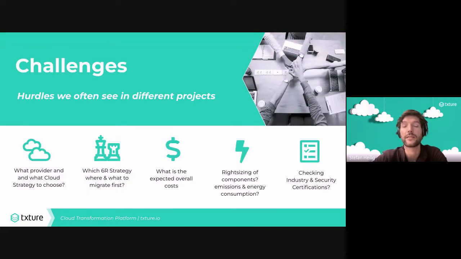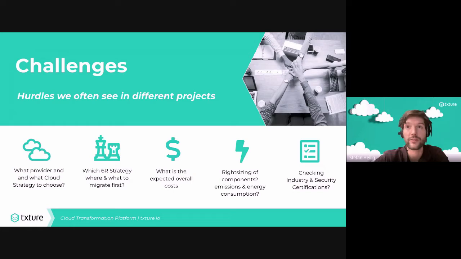First, let's have a look at the challenges that I just spoke of. Project teams typically face them, or that we see them out of experience in some of the projects when it comes to target architectures. Of course, there's always a lot of options out there. That's the most obvious one. Then also which strategy, where and what to migrate first. The cost factors, right-sizing of components is a question there. More and more we see the emissions and energy consumption also be quite important and a challenge to estimate.